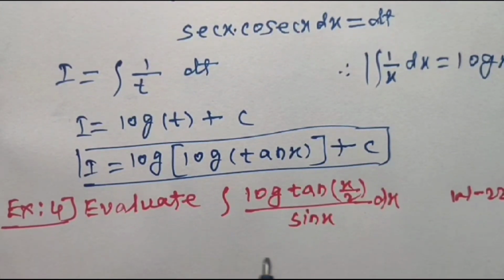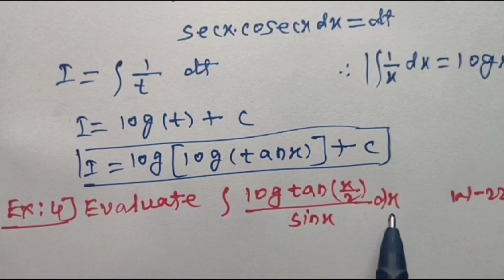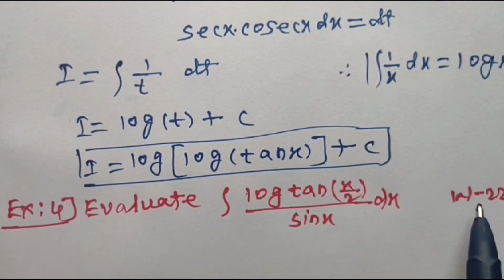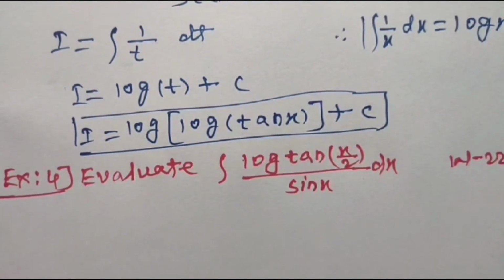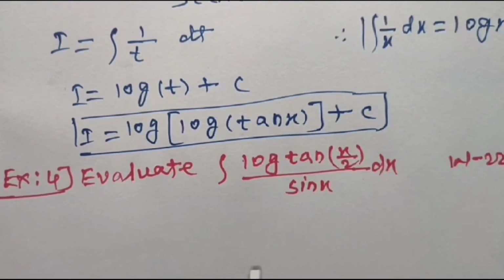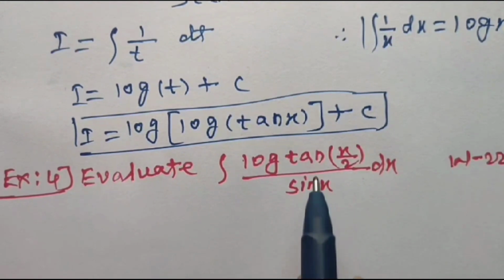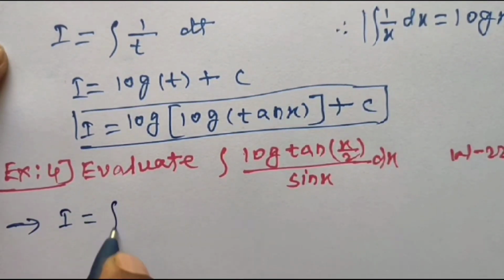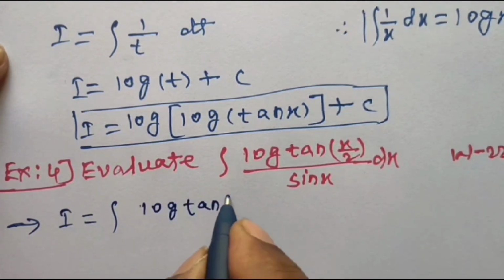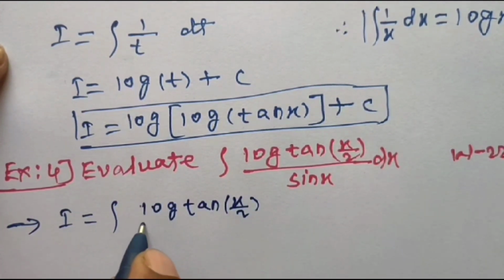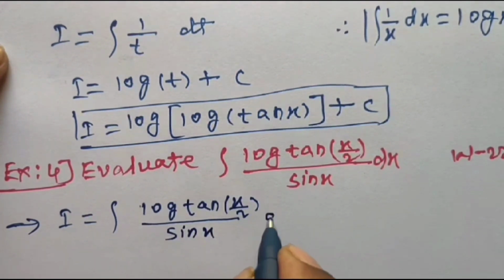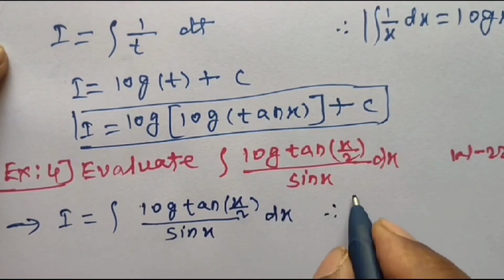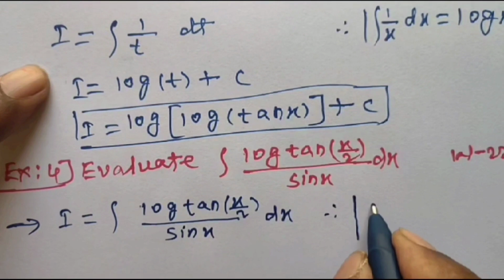Evaluate the integral of log of tan of x upon 2 divided by sin x with respect to x, and this sum appeared in winter 2022 for 4 marks. To evaluate this integral, we must know the formula of the derivative of tan x upon 2. Rewrite the given integral: I is equal to the integral of log of tan of x upon 2 divided by sin x with respect to x.